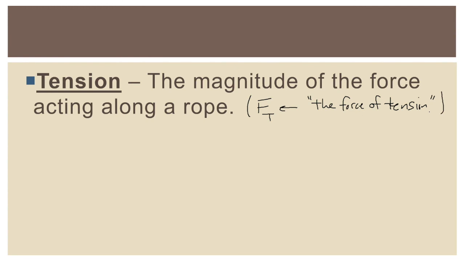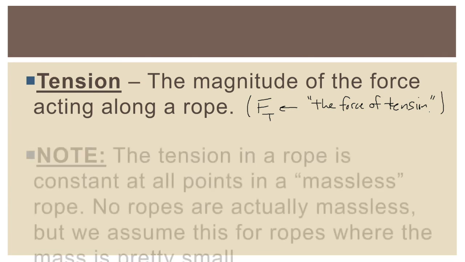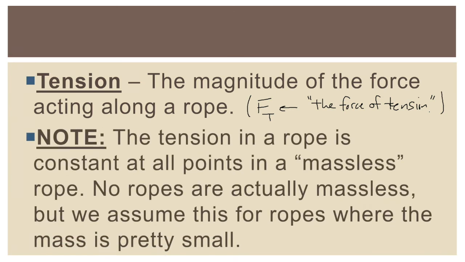And something that's very, very important for you to know about tension is that the tension in a rope is constant at all points in the rope if that rope is considered to be massless. Now, no ropes are actually massless, but we assume this for ropes where the mass is pretty small. And if the mass is pretty small, especially in comparison to the mass of the object, then we can consider the rope to be massless. The point here is, and you can realize this if you just take a minute to think about it, if you have an object that's hanging from a rope, then it makes sense that the tension is going to be different at all the points in the rope if the rope is heavy.